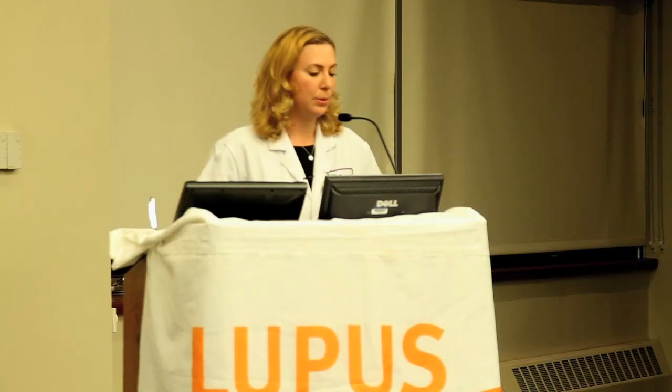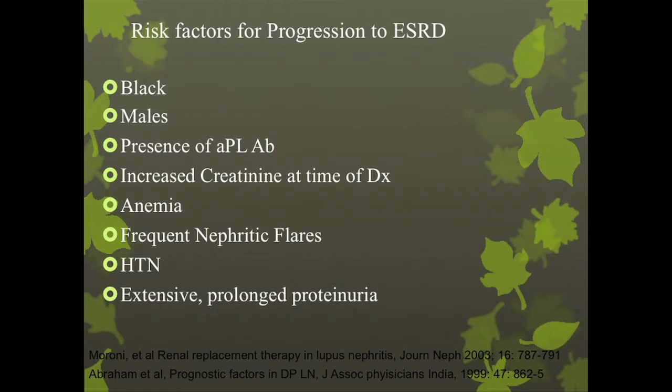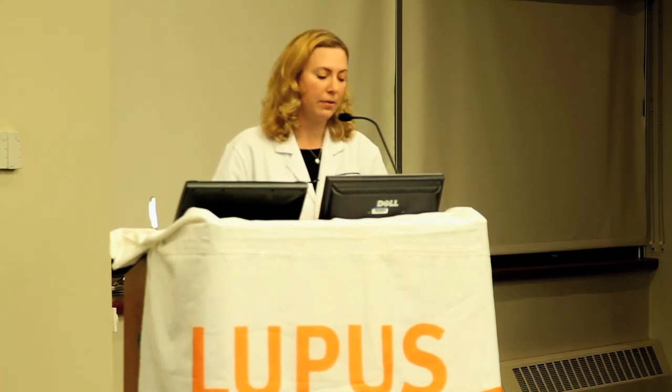Other risk factors for progression to end-stage renal disease include being Black, males, the presence of APL antibody, and these are antiphospholipid antibodies. Those are the antibodies or the proteins in the blood that may make you at higher risk of a blood clot. A patient who has an increased creatinine than at the time of diagnosis, having anemia, having frequent flares or frequent periods of activity of the nephritis, high blood pressure, or extensive prolonged protein in the urine.